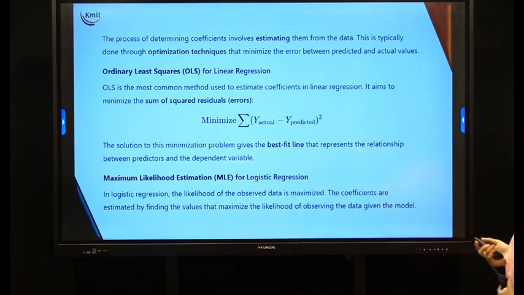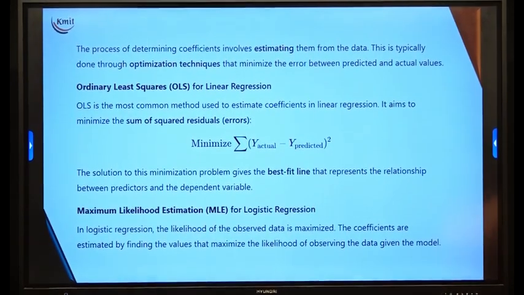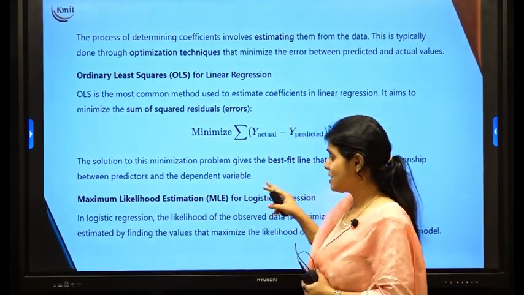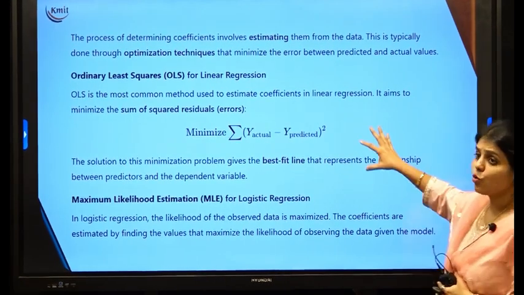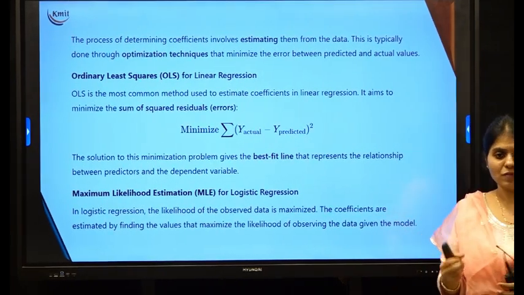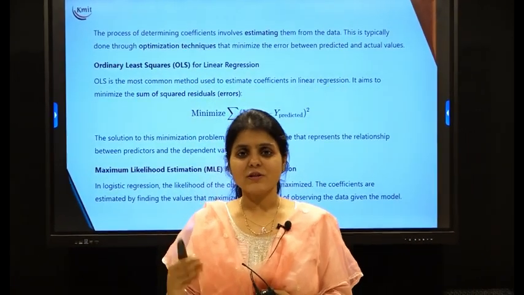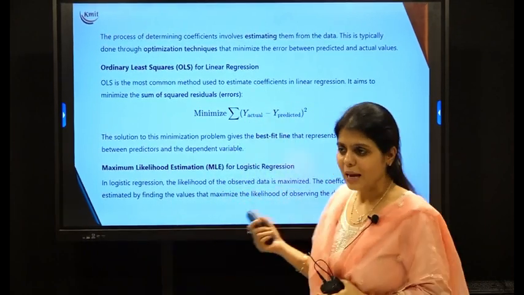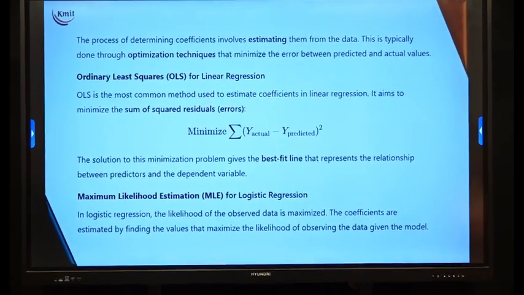Okay. Now, the second method for determining the coefficient is MLE. One is OLS, which is the most commonly used one, and the second one is MLE, which is nothing but maximum likelihood estimation. So we use OLS for linear regression, we use MLE for logistic regression. We have three types of regression models that we were talking about, right? Linear regression, logistic regression, polynomial regression. So we use OLS in general for linear regression. We use MLE, that is maximum likelihood estimation, when we talk about logistic regression, where log odds are used.